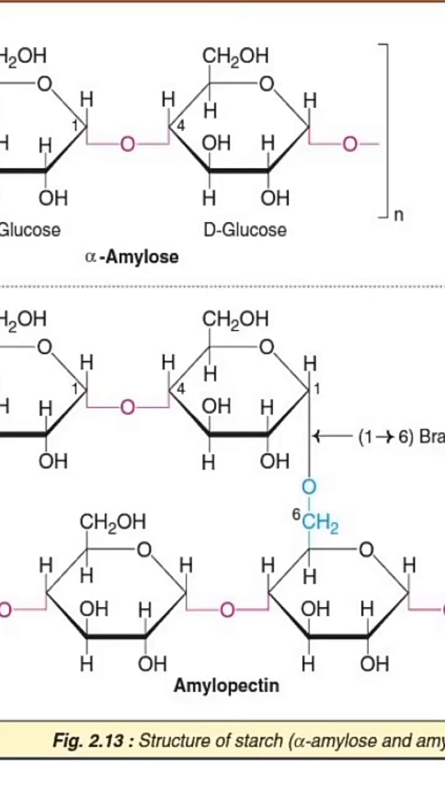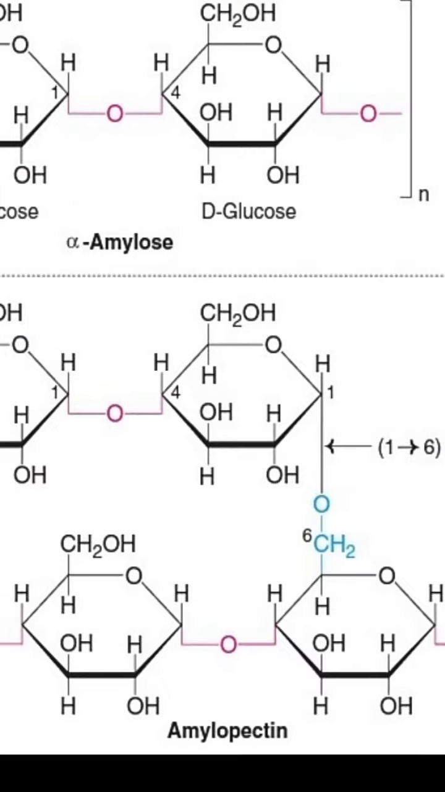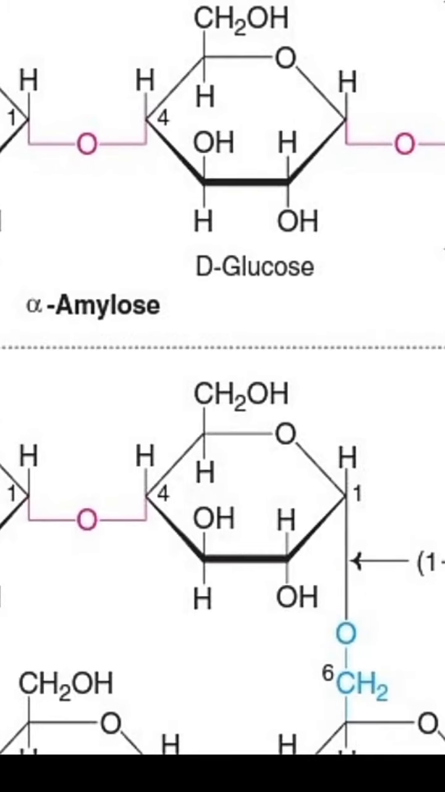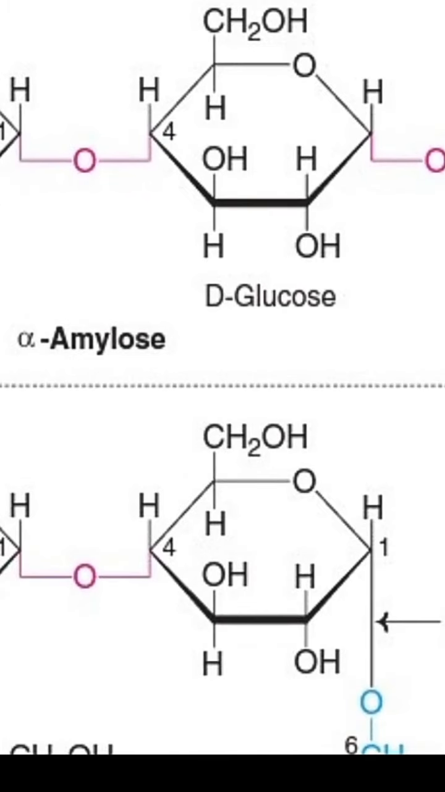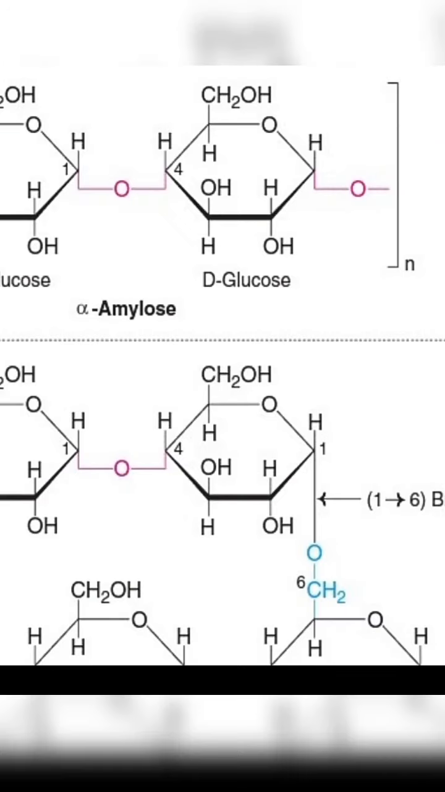So you can see the structure of amylose and amylopectin, and you can also see that in amylose the C1 of D-glucose is connected to another sugar, that is D-glucose, at the fourth carbon. So that is on the downside. That's why it is called alpha configuration.